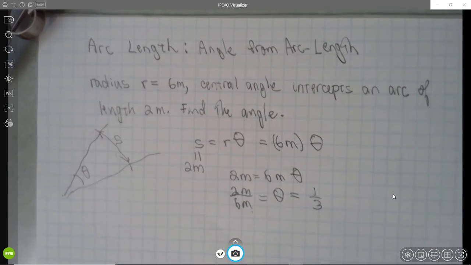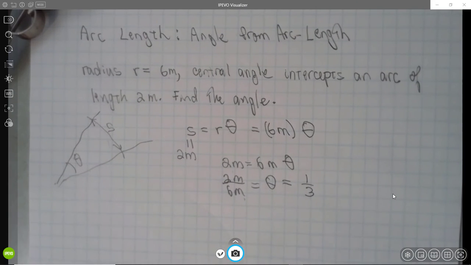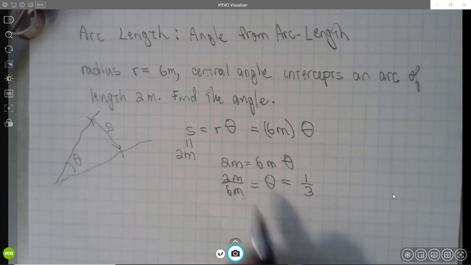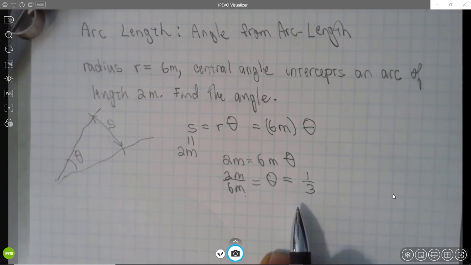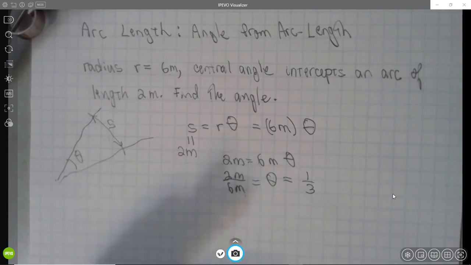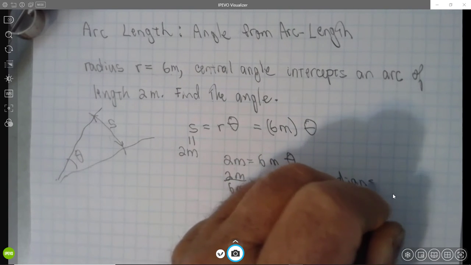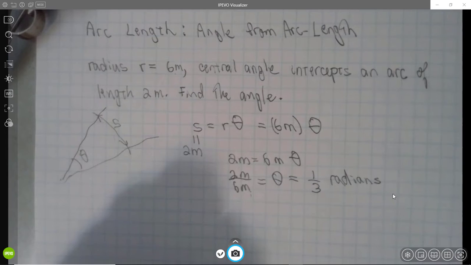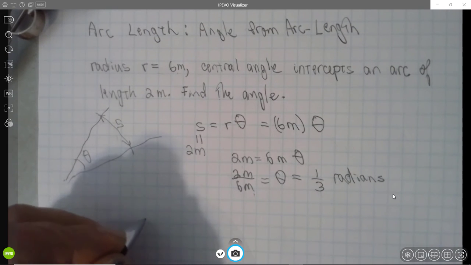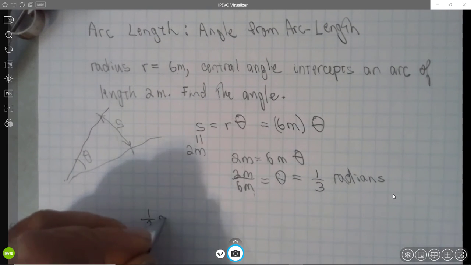Now, that's not pi over 3. That is 1/3. So the angle is 1/3, and that in itself is 1/3 radians. That's a perfectly good answer. If we wanted to convert it to degrees, we could. We'd say 1/3 radians.